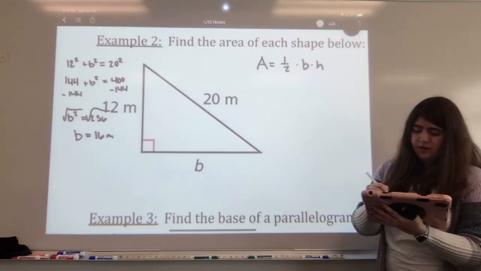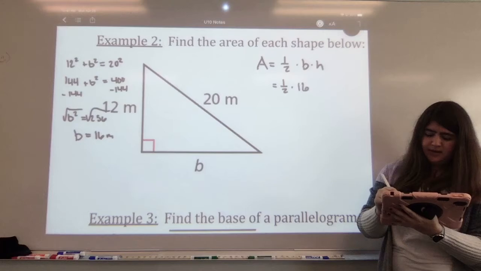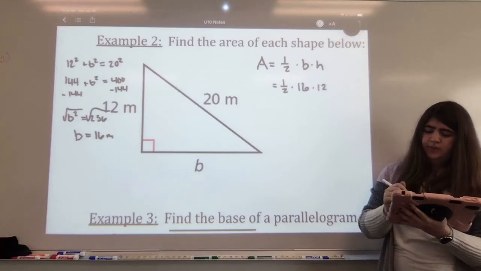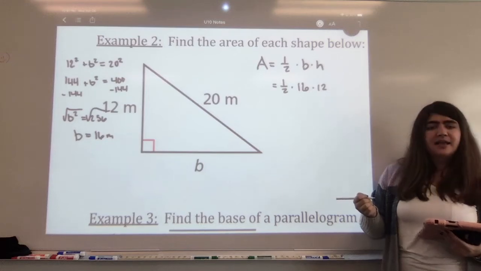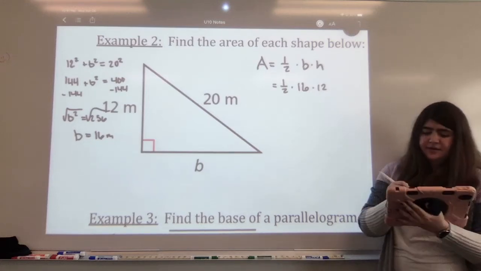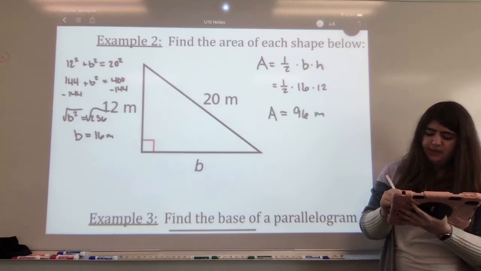So area is equal to 1/2 times 16 times our height of 12. Half of 16 is 8. 8 times 12 is 96. So area of our triangle is 96 meters squared.